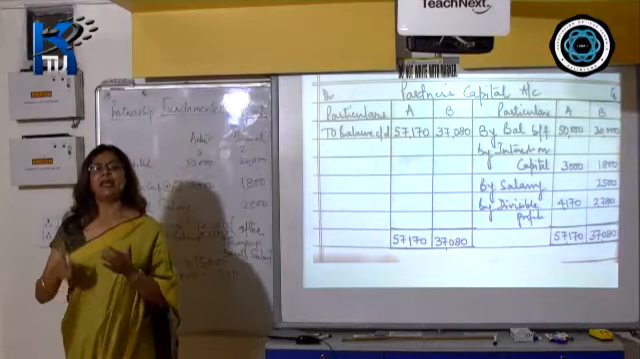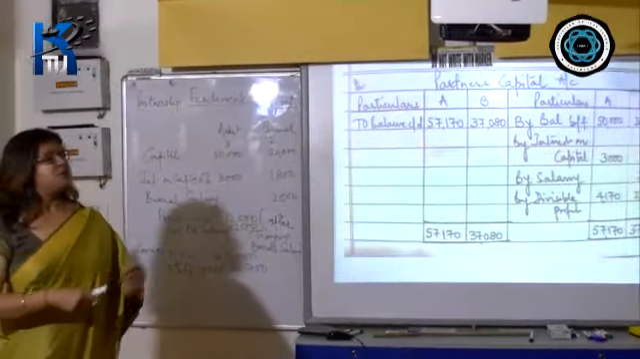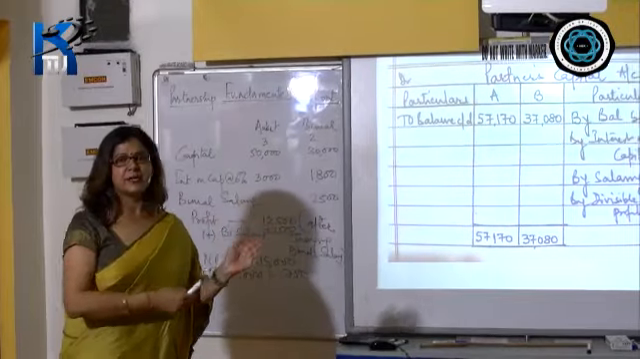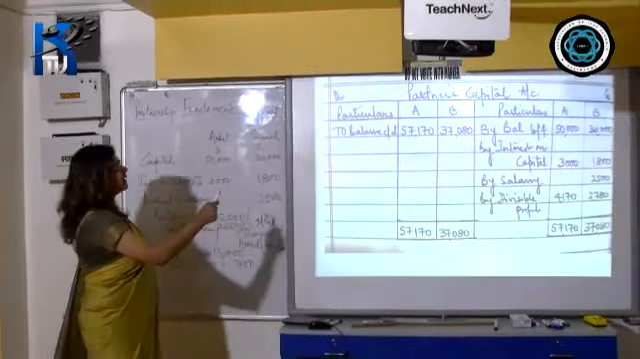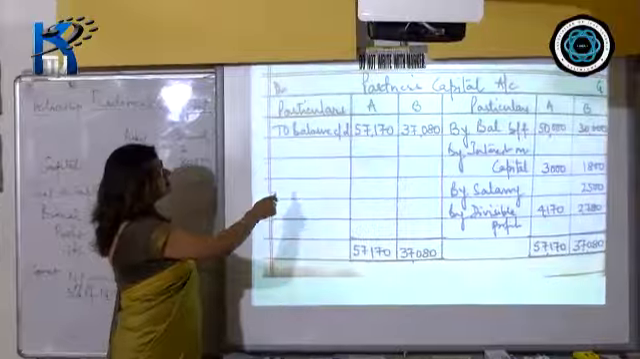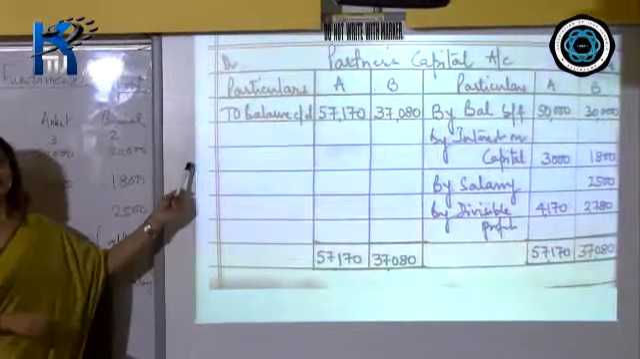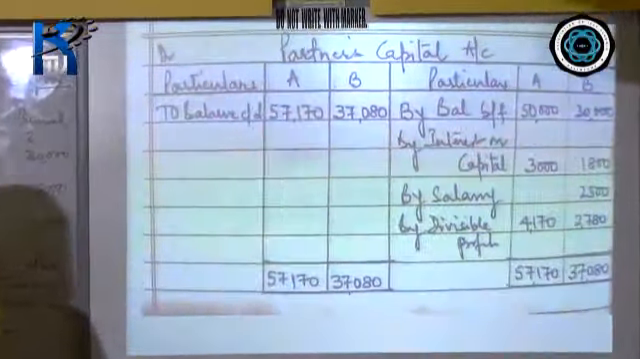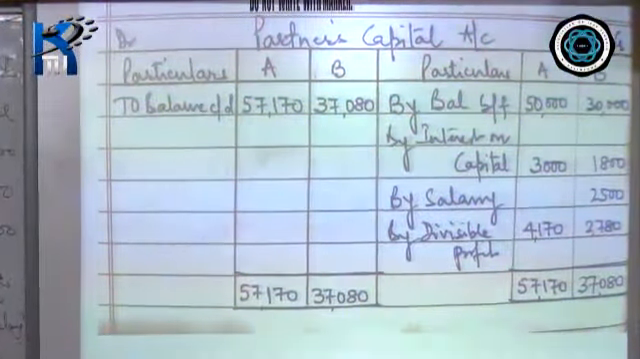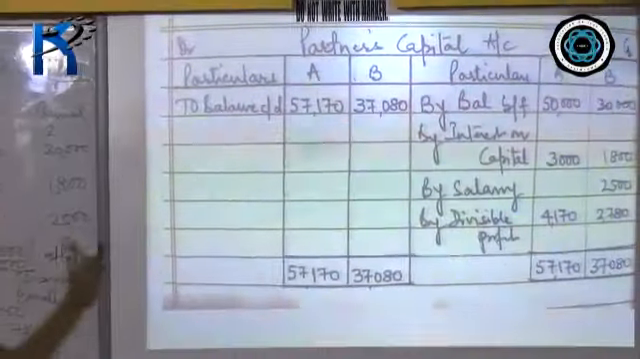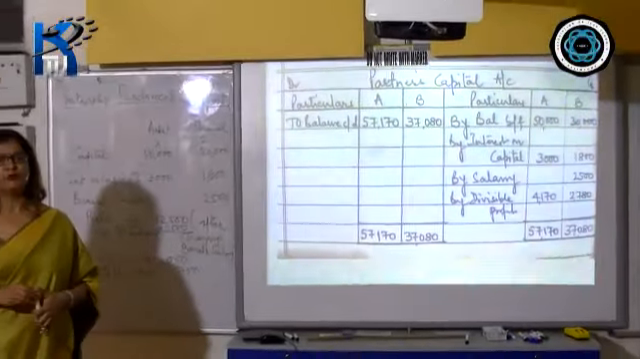This side we did not have any drawings in the question. We did not have any interest on drawings in the question. So we've not written anything on the debit side of the partner's capital. It's just the balance which came up to balance CD. We did the total and that was the balance. Now this balance goes to the balance sheet of the firm. The closing balance sheet, when we prepare, these figures will be going to the balance sheet of the firm.